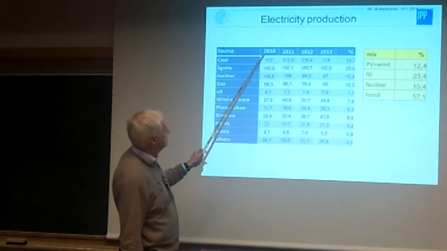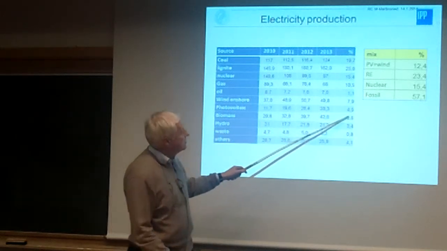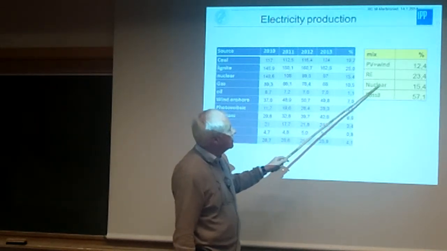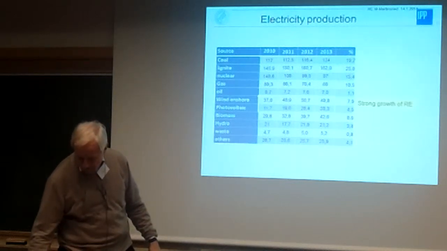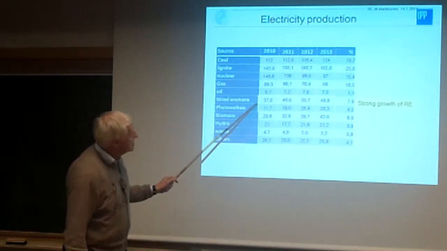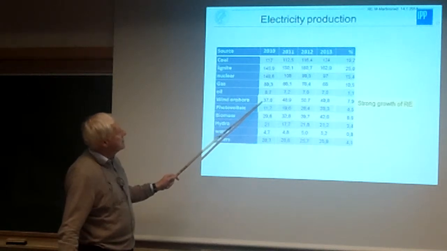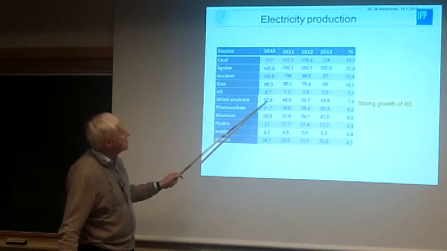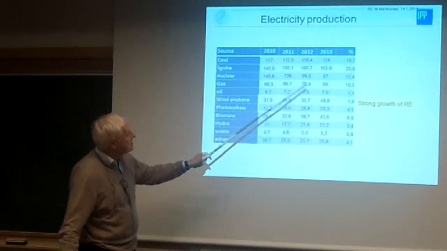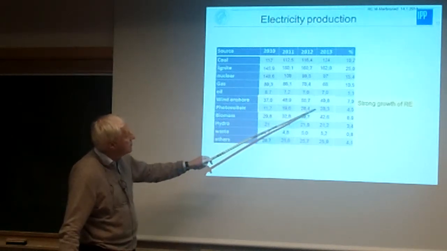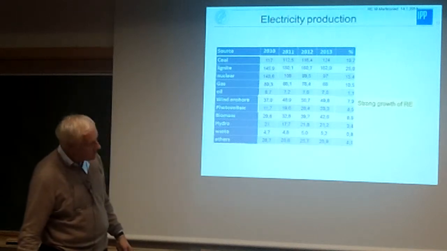I should have said this, so these are terawatt hours, 6.8%. Then this is the remaining nuclear part, and this is the fossil part. So dominating still, of course, is fossil. Here you can see the strong growth in energy, in terawatt hours, of the renewables. So this is the development of wind. Of course, it changes from year to year somewhat, and this is the rapid development of photovoltaic power.